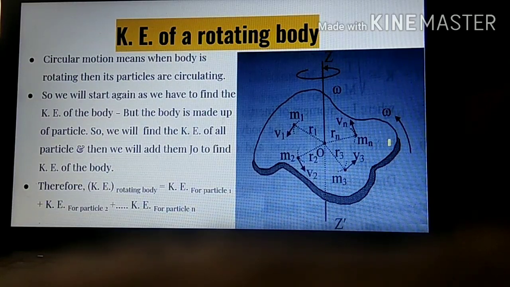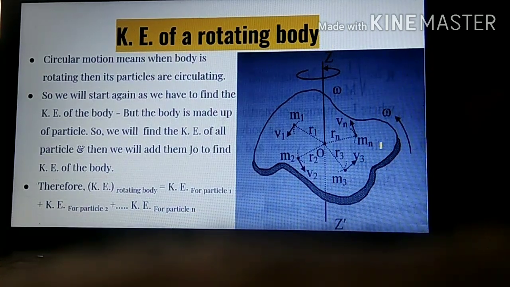Let us see this diagram. You can see this axis of rotation. This whole body, which has n particles, is moving with constant angular velocity, that is omega. But each and every particle is moving with a different linear velocity. You can see this particle of mass m1, which is situated at r1 from the axis of rotation, and it is moving with linear velocity v1.